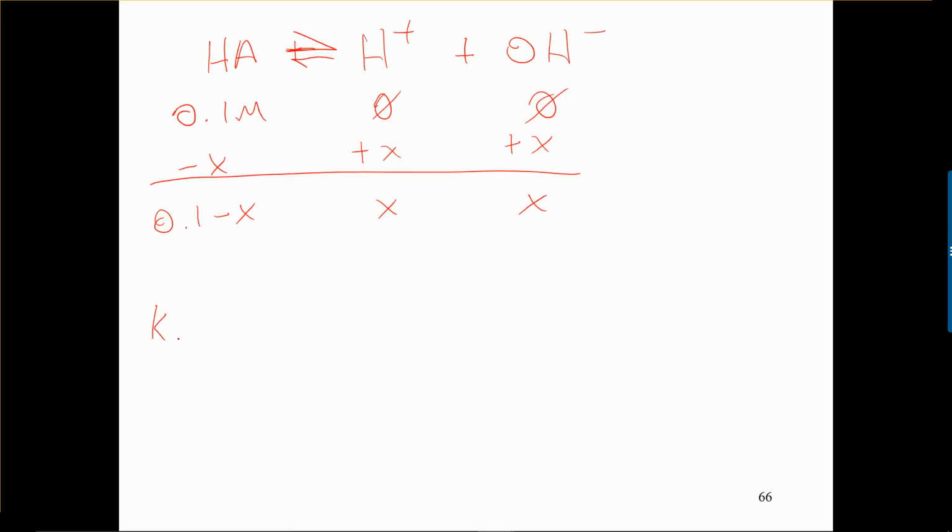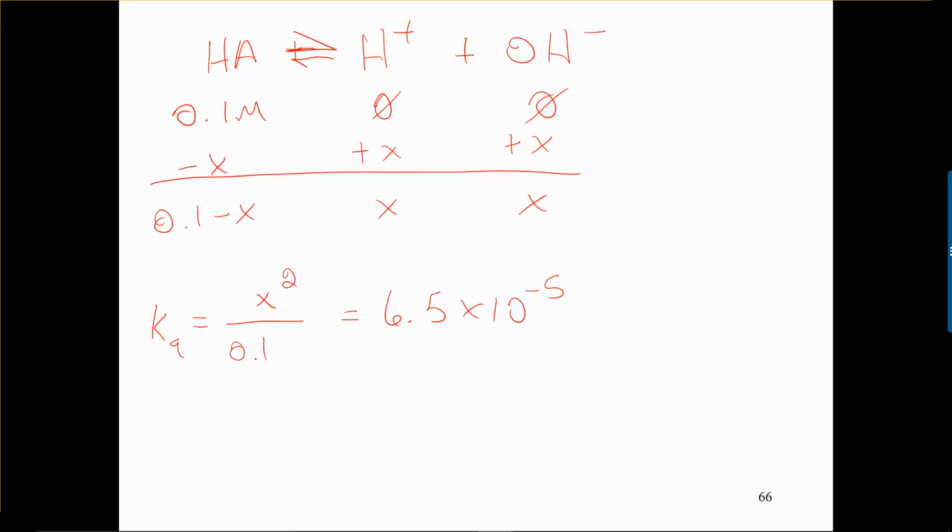So my Ka equals X squared over 0.1 minus X. You okay with that? Okay. So they gave me the Ka was equal to 6.5 times 10 to the negative 5. So I can maybe drop X. If I drop X, did anybody find out if it was valid? It was 4.8%, so it was valid. Okay, so we can drop X.